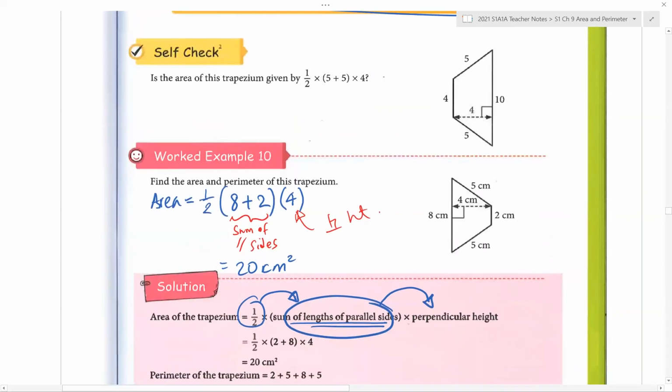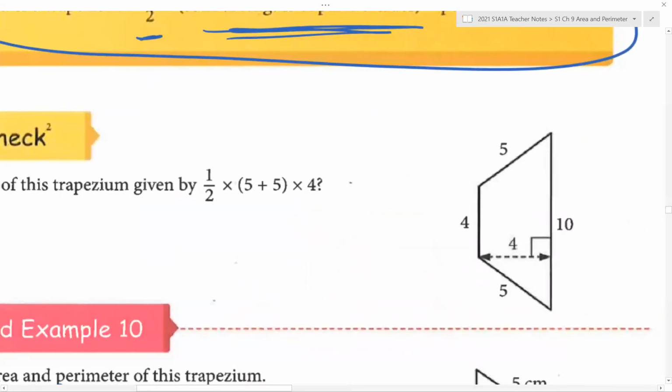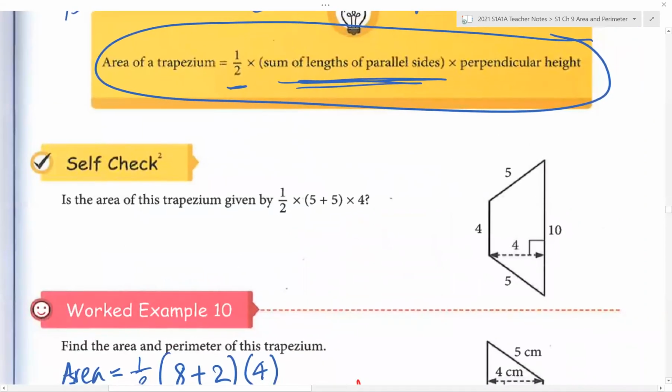Okay. Let's do our self-check. Is the area of this trapezium given by half times 5 plus 5 times 4? Okay, do this self-check now. You have 1 minute to check. Then I'll be calling students to answer.